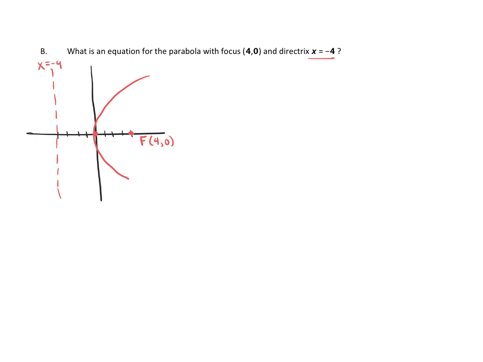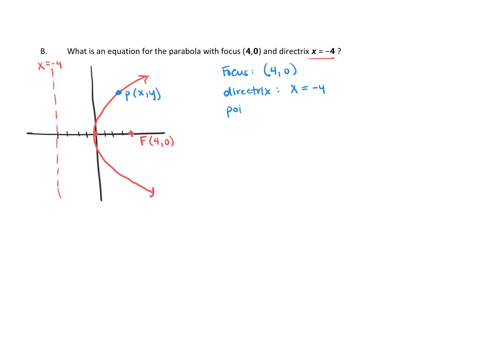So what you are going to see in this lesson is that parabolas can open up or down. They also can open left or right. So here's how we're going to work with a parabola that opens left or right. Let's list off what we know. We know the focus has the ordered pair (4, 0). We know the directrix is x equals -4.